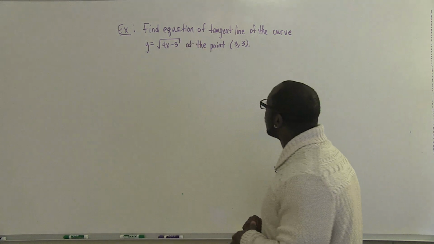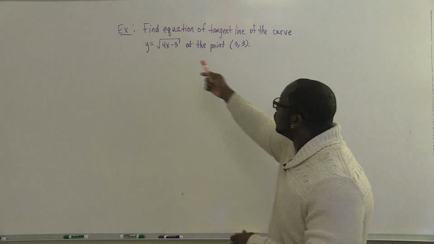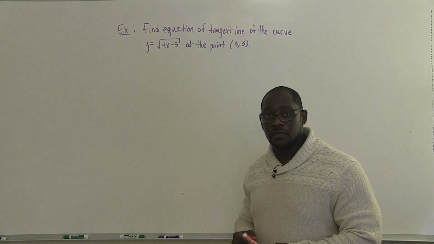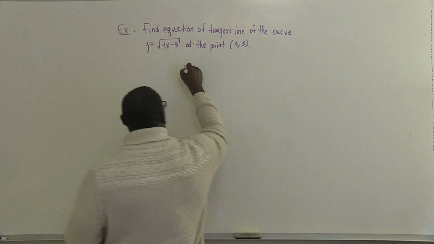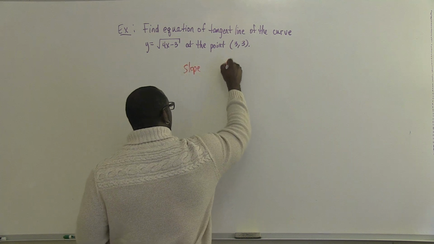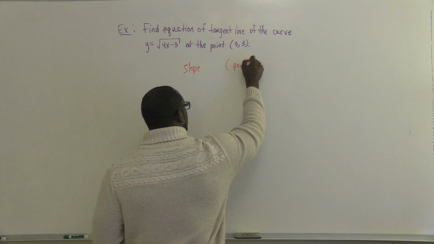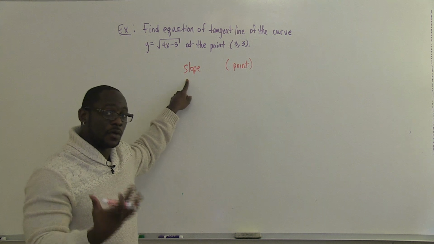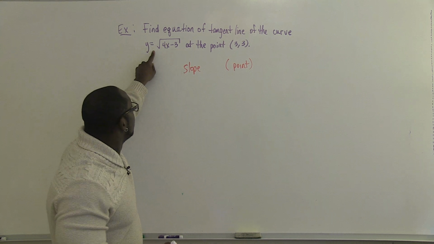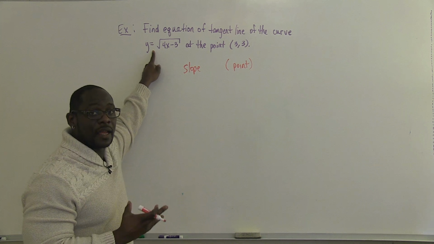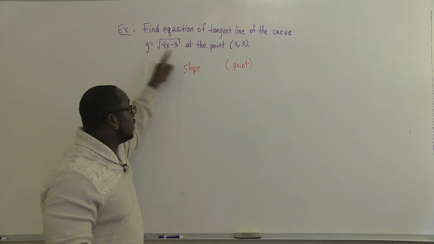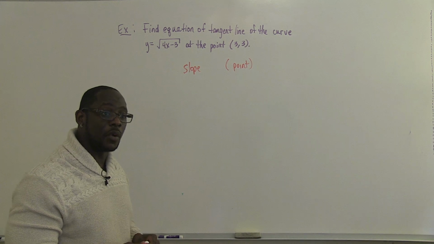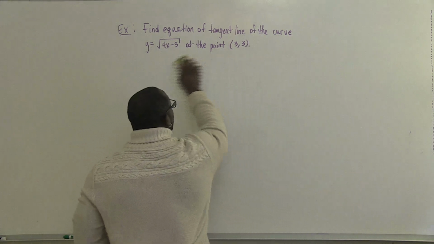So what we want to do here is find the equation of a tangent line to this particular curve at this particular point. And so we know whenever we find an equation of a line, we know that we need a slope and we need a point. Since we already have the point, we're just going to look for the slope. And we know that the connection between the function and its derivative is that if we take that function, find its derivative, and then evaluate it at a particular x value, that will give us the slope of the tangent line at that particular point.